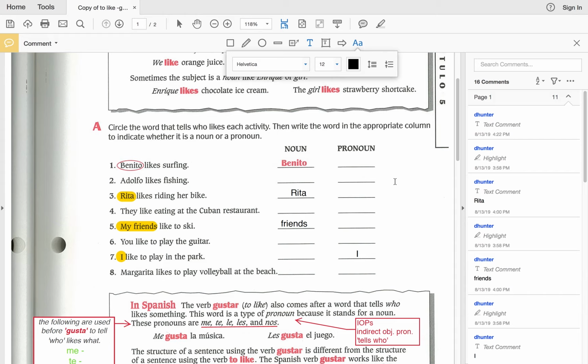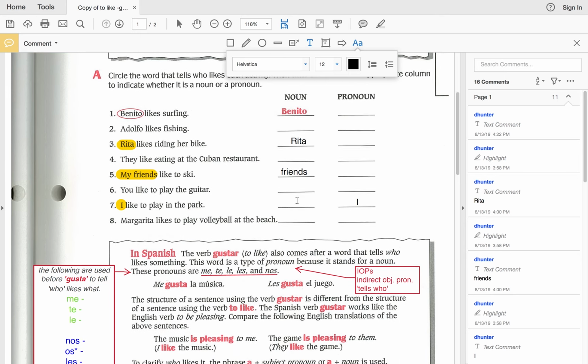Other cases we have my friends. Now, we could be tripped up by the my, but friends, those are the people that like to ski. And in numero siete, number 7, we have our first pronoun in the odds, which is I. I like to play in the park. After we finish going through some more concepts in Spanish, it should be good to go back if you're struggling to grasp this concept in English. Again, we always have who likes a certain thing before the word to like.